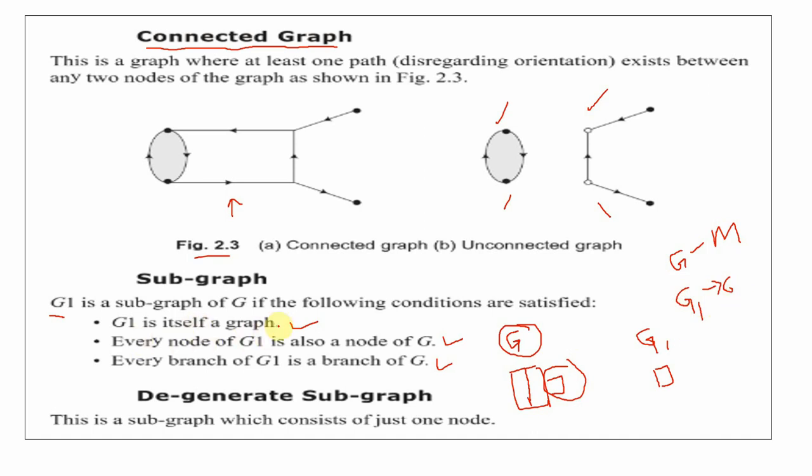So that's why G1 is itself a graph. Every node of G1 is also a node of G. Every branch of G1 is a branch of G. For example, this is your main graph. Suppose I say that this is G and this is your G1. So here it is clearly observed that their shapes and their directions are the same as your main graph, right. So these are the conditions. Now a degenerate subgraph is a subgraph which consists of just one node. There is only one node. In that case we say it is a degenerate subgraph. So this terminology is very important for MCQ based questions.